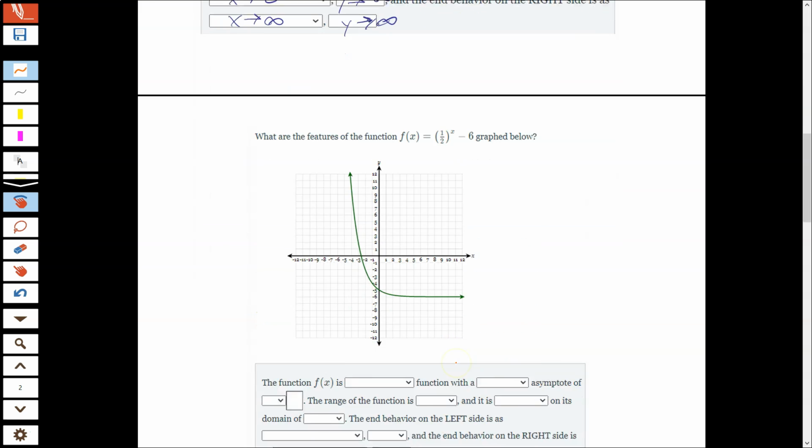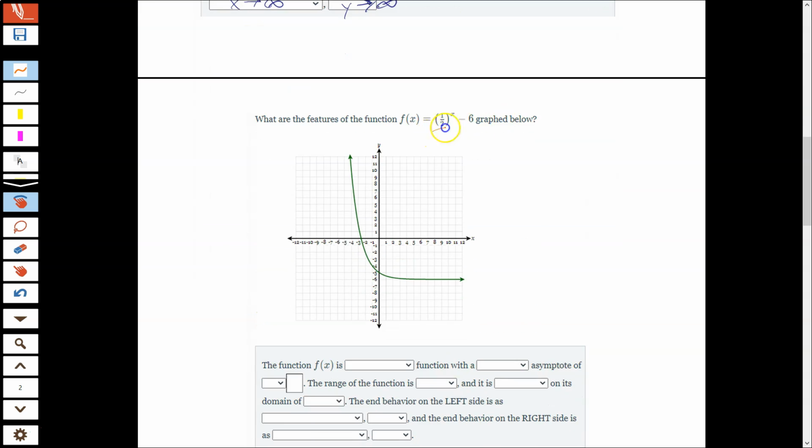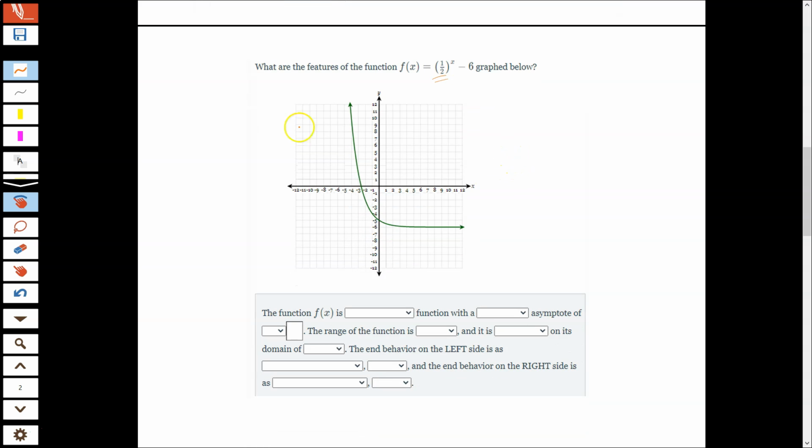So here's an exponential function. We know that because it's got an exponential piece to it. X is in the exponent, right? No logs in this one at all. So we're going to answer all the questions on this one based on the graph as well. So the function f of x is exponential.